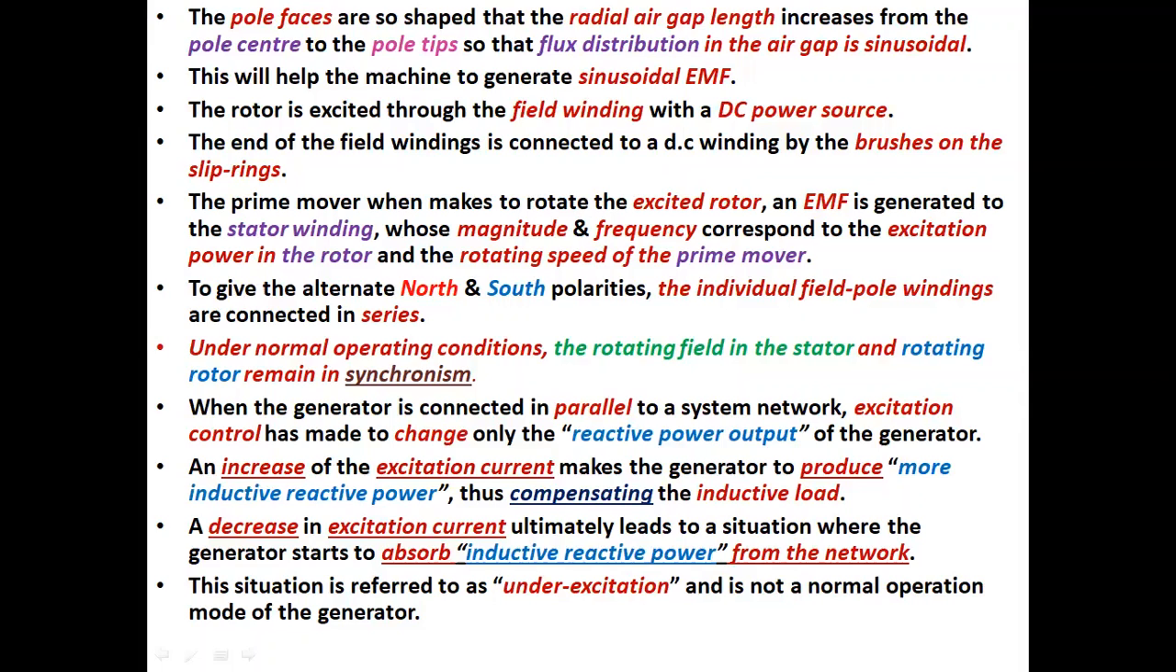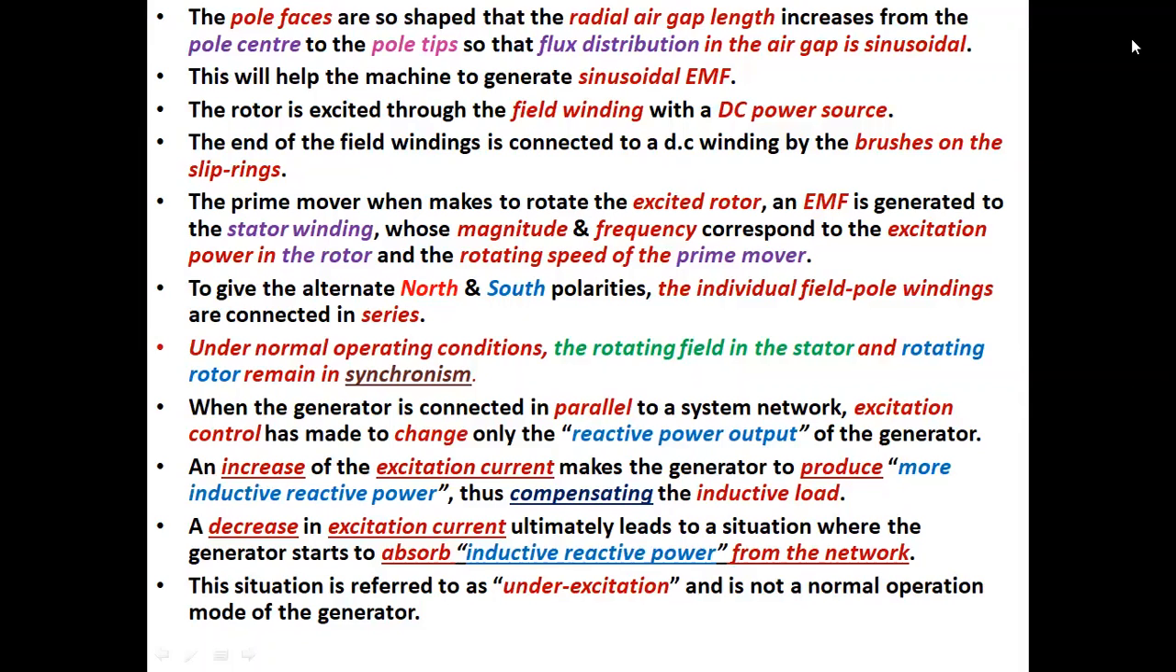The pole faces are so shaped that the radial air gap length increases from the pole center to the pole tips so that flux distribution in the air gap is sinusoidal. This will help the machine to generate sinusoidal electromotive force, that is EMF.